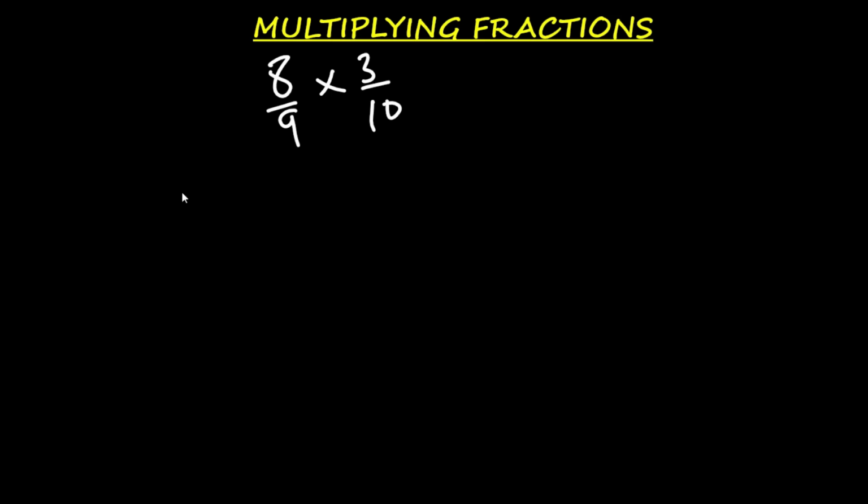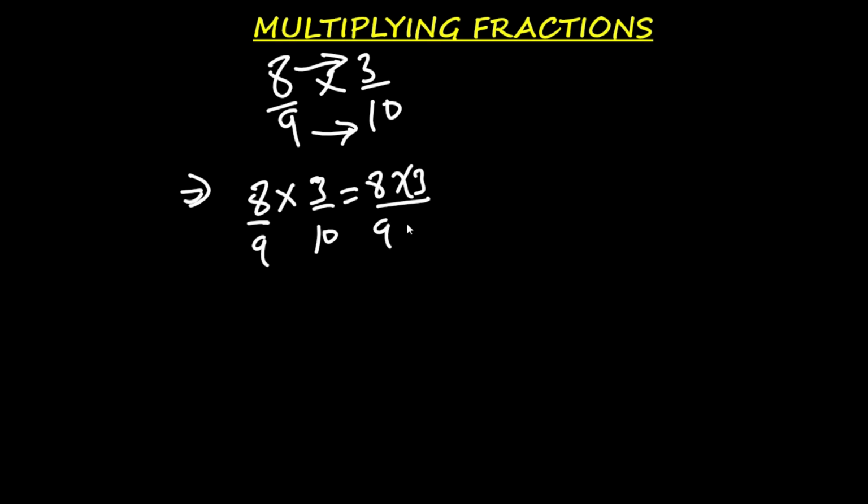In example number 2, I'm going to use two ways to solve it. The first thing is that I'll just go straight away and multiply the numerators, which is 8 times 3, and also 9 times 10. So 8 over 9 times 3 over 10. I will multiply 8 times 3, then I will also multiply 9 times 10. 8 times 3 is 24 over 9 times 10 is 90. But you see that the number we have is a bigger number, so simplifying this one might be tedious for you. But let's go ahead and simplify.